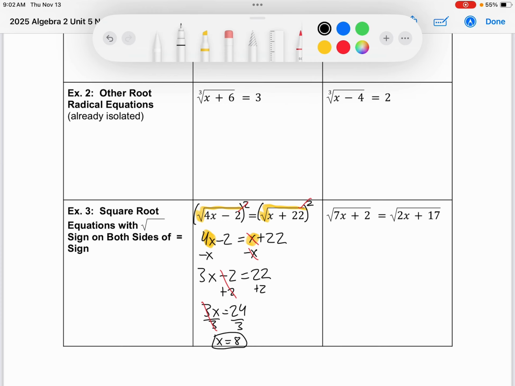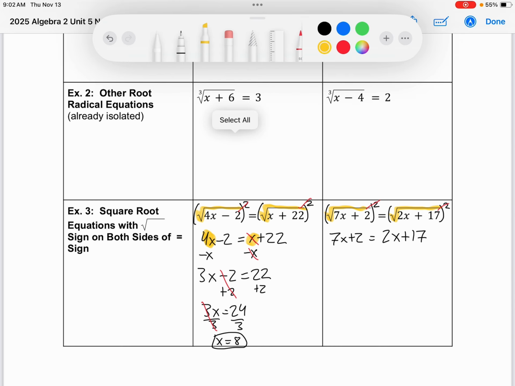So it's going to be very similar for the next one. We're taking the square root of both sides. Square root of 7x plus 2 equals the square root of 2x plus 17. And so as I square both sides in order to cancel out with that radical, we'll find that once again, both of the radicals are going to cancel out. The square root cancels out with the squared on both sides of the equation. And so we get 7x plus 2 equals 2x plus 17.